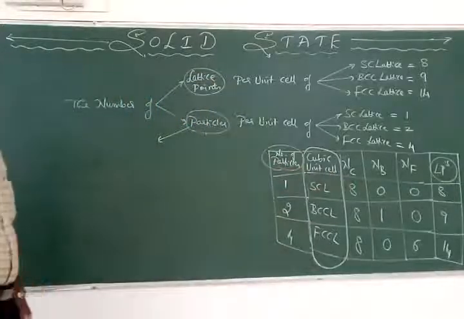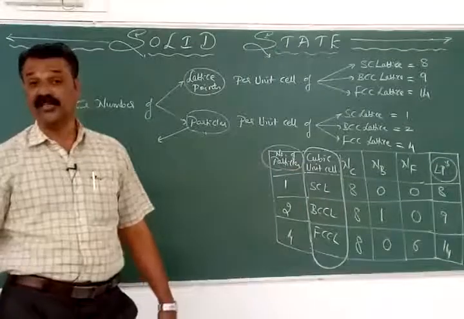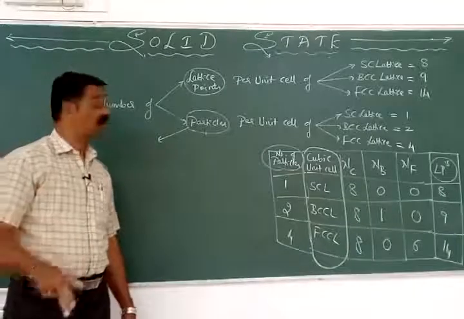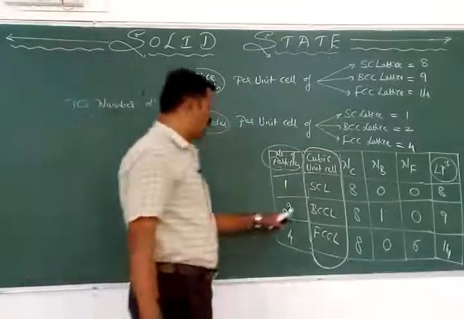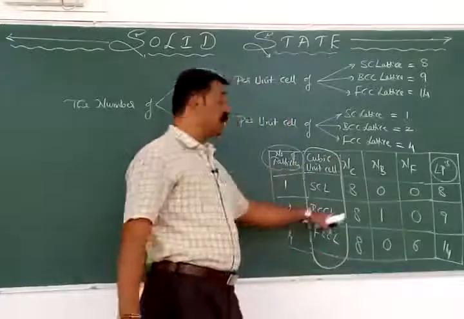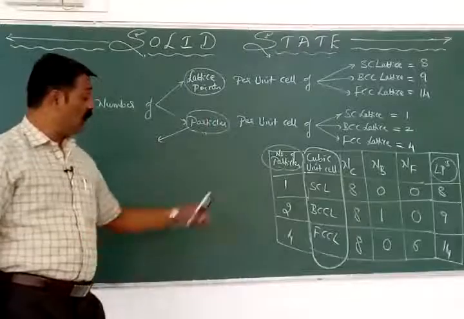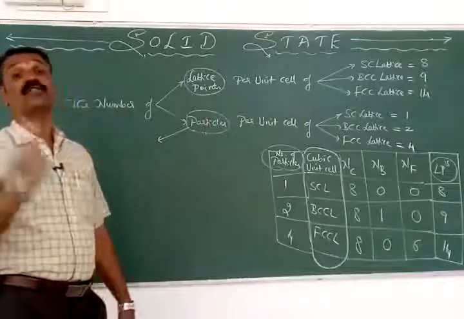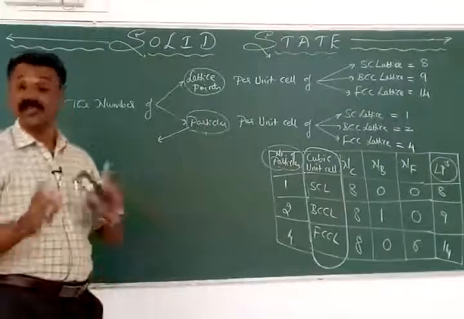In all the cases, NC is always equal to 8 because every cube first has its corner particles. Deciding whether it is a simple cubic, body centered or face centered, we have the values of NB and NF. If it is a simple cubic, NB and NF are 0. If it is body centered cubic lattice, NB is equal to 1 and NF is equal to 0. If it is face centered cubic lattice, NB is equal to 0 but NF is equal to 6. Okay, so you make a very strict distinction.